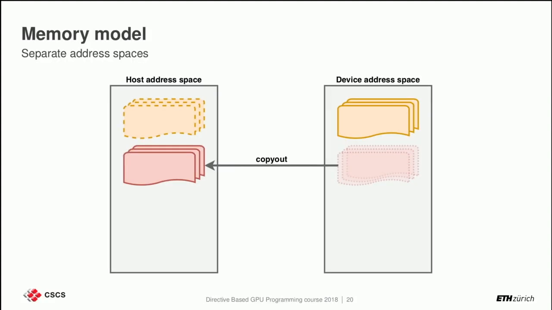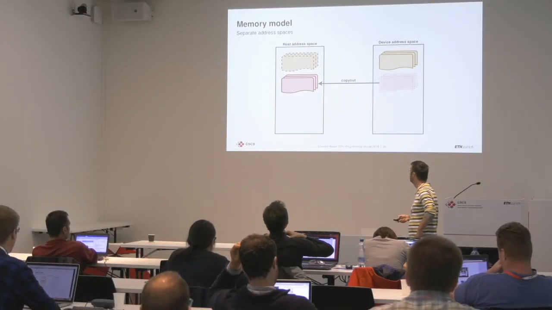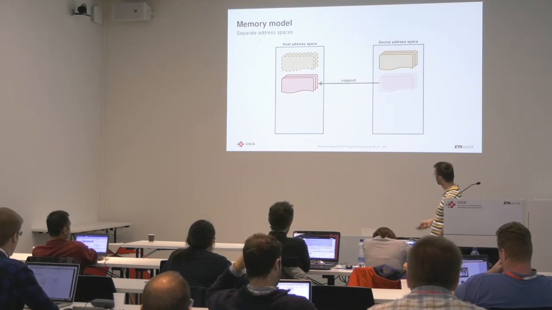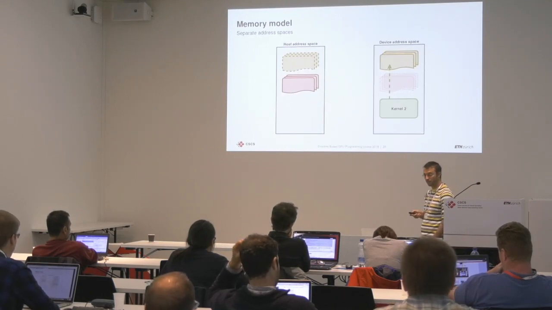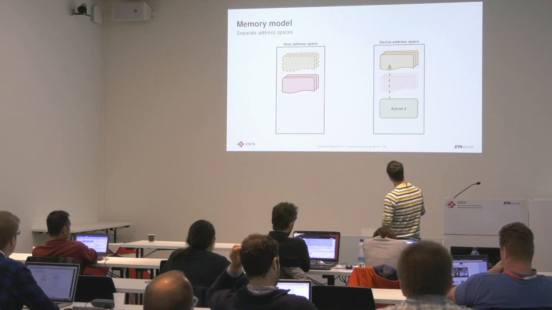Then my kernel finishes, I need the data, and I copy out. In OpenACC, if there are no other references to this region, it will also destroy that region, so as not to occupy space on the device. Then I launch another kernel, and that touches this data.